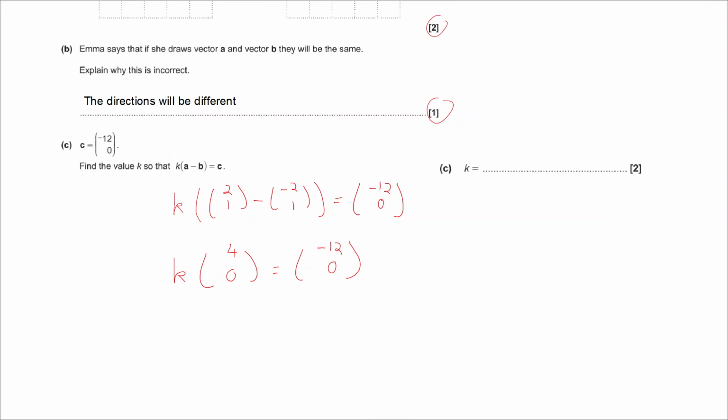It's going to be equal to negative 3. So when k is equal to minus 3, well, minus 3 times 4 gives you minus 12, and minus 3 times 0 gives you 0. So the value of k is going to be equal to negative 3, and that is your answer. Just so you'll know, because minus 3 times 4 gives you minus 12, and then minus 3 times 0 gives you 0, and that's your answer.